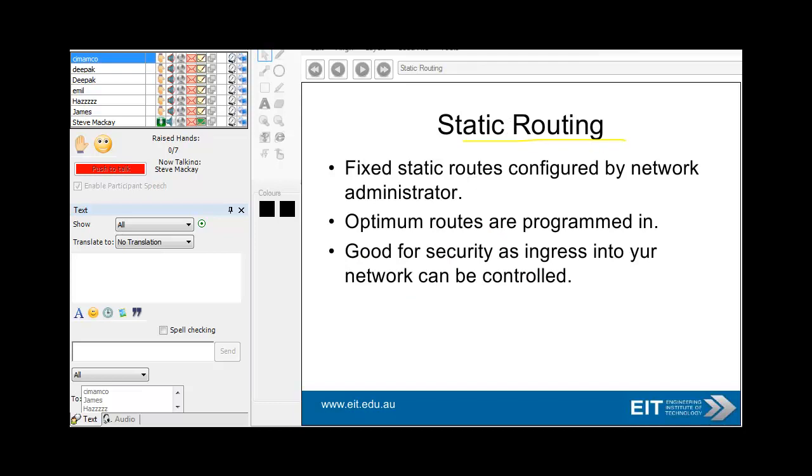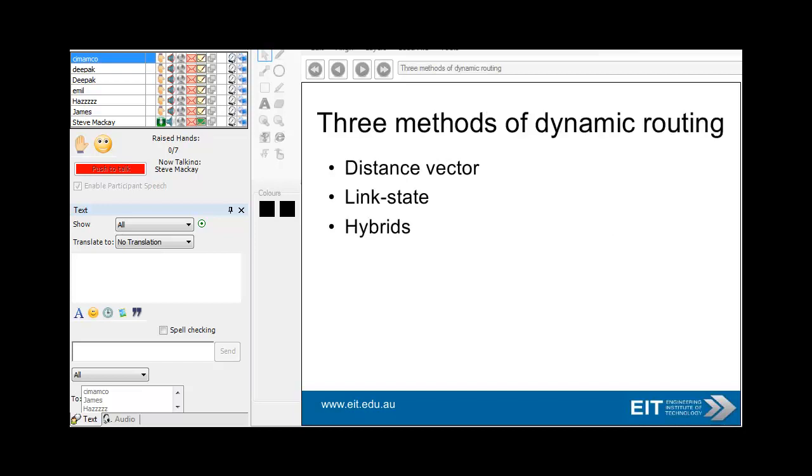With static routing, you basically configure exactly where the packets are going. The network administrator does it, and perhaps it's quite good from a security point of view, which, as we all know, the hackers are waiting to get into your network as soon as you put a router on to connect to the internet.